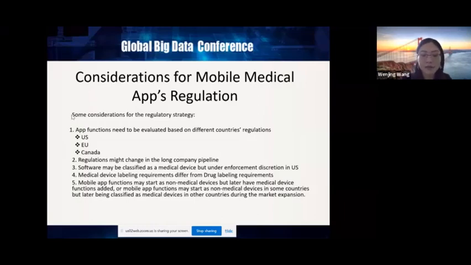The last point I wanted to bring up is the mobile app functions could start as a non-medical device, but then have medical device functions added. Mobile app functions could start as non-medical devices in some countries, but later be classified as medical devices in other countries during the market expansion.